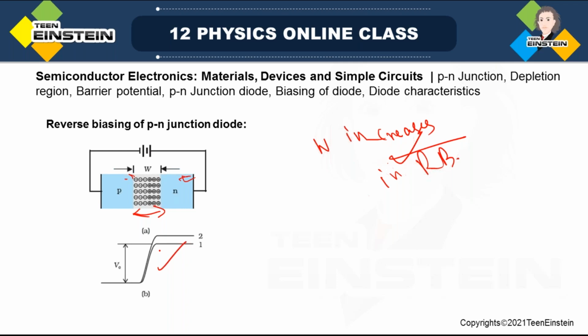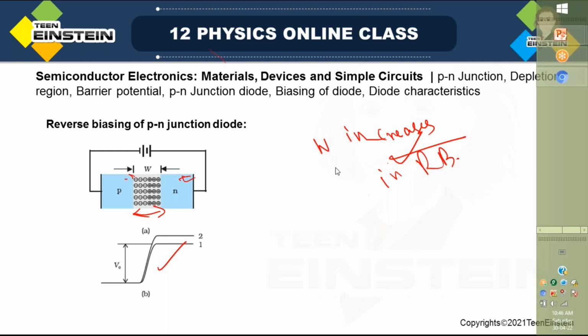Okay, so with this we'll stop here for today. We'll learn the diode characteristics in the next class, where we will discuss them in detail.